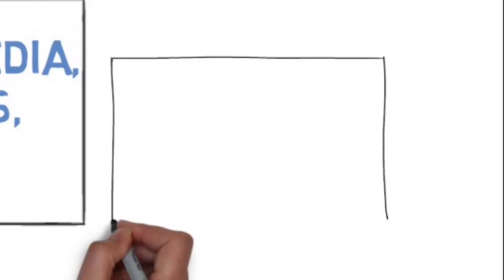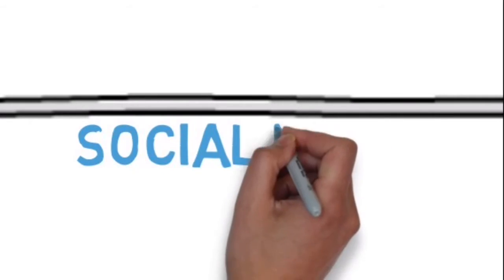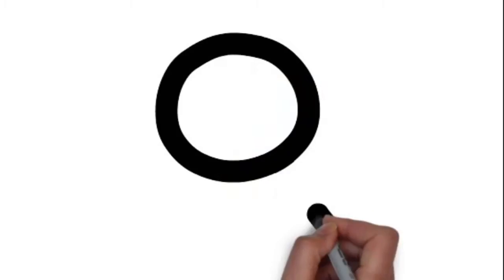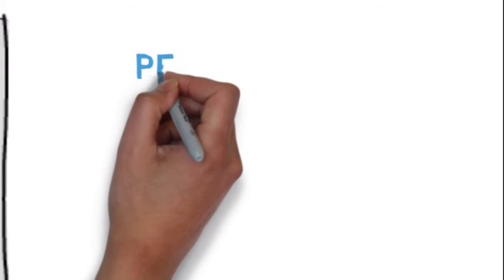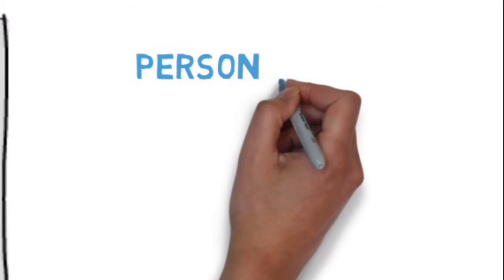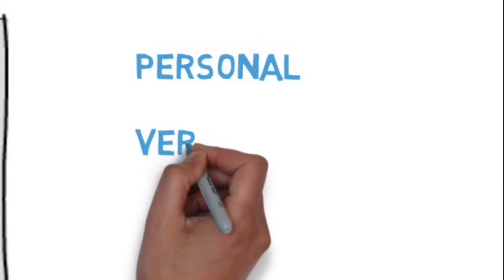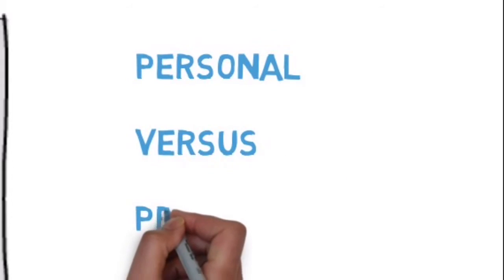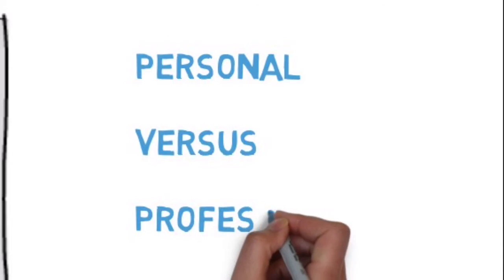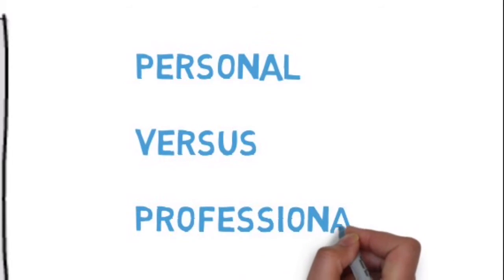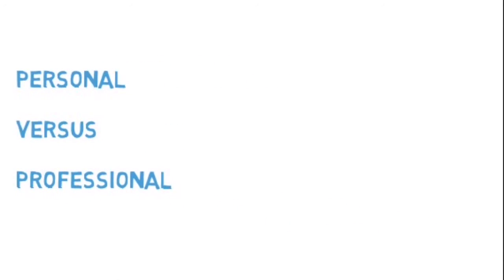Let's start with social media. Social media can include many things such as social networks, blogs, websites, forums, and wikis. Some of the more familiar social media sites include Facebook, Twitter, YouTube, Google, and Flickr. There are two ways we will examine the use of social media, through a personal lens and through a professional lens. This is very important because to keep ourselves as safe as possible in the virtual world, we need to keep our personal and professional media separated.